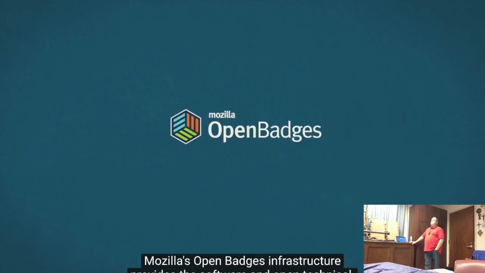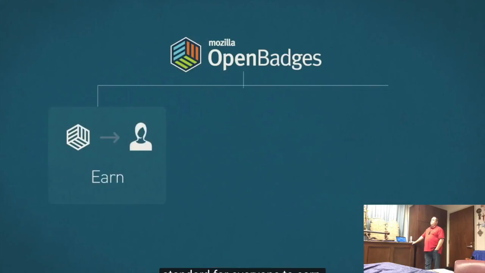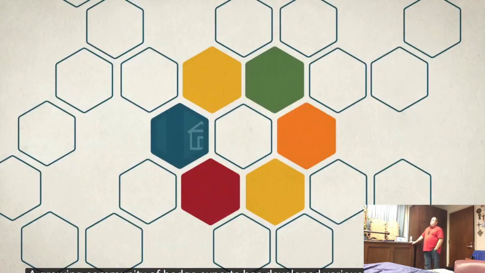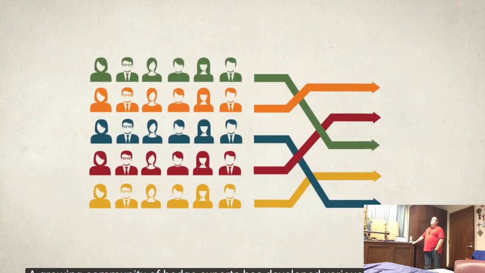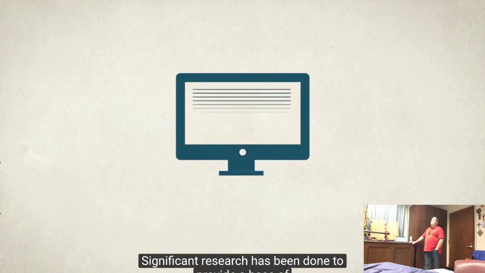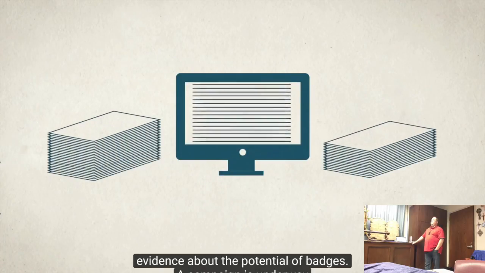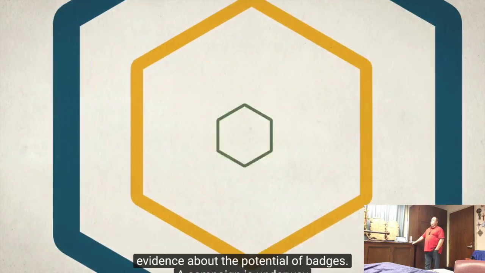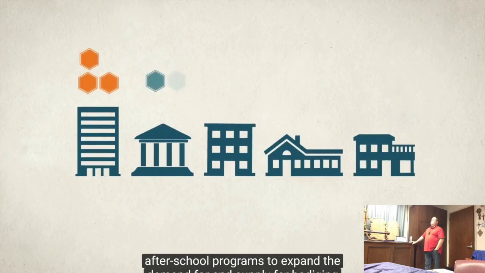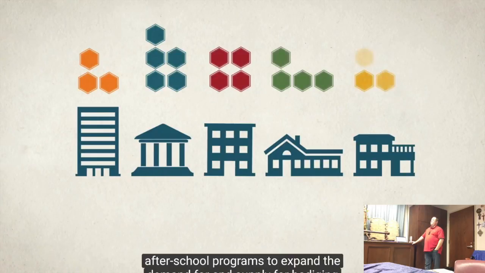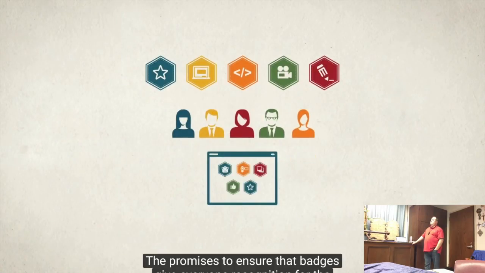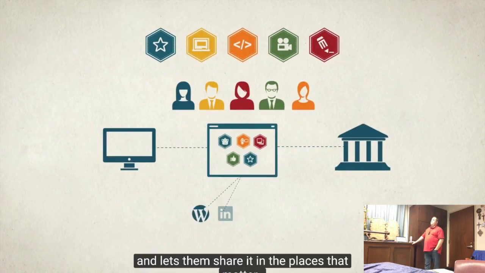Mozilla's Open Badges infrastructure provides the software and open technical standard for everyone to earn, issue, and display badges across various contexts. A growing community of badge experts has developed various models of badge systems for anyone to use and adapt. Significant research has been done to provide a base of evidence about the potential of badges. A campaign is underway enlisting employers, colleges and universities, urban school districts, and after-school programs to expand demand for and supply of badging opportunities. The promise is to ensure that badges give everyone recognition for the learning that happens anywhere and lets them share it in the places that matter.